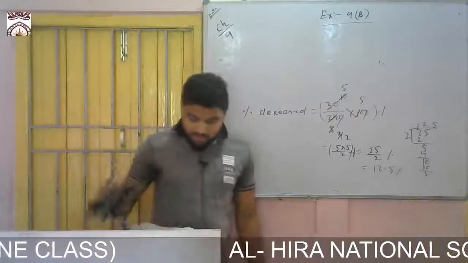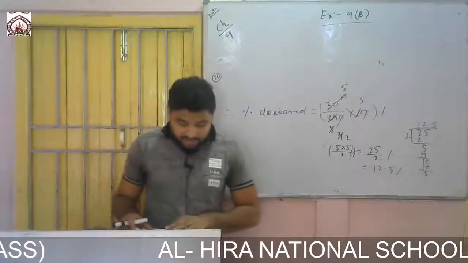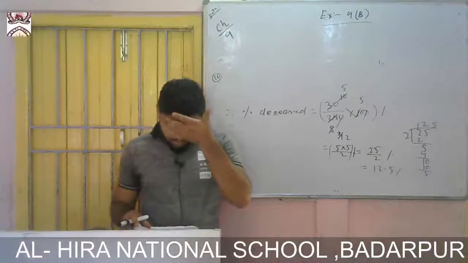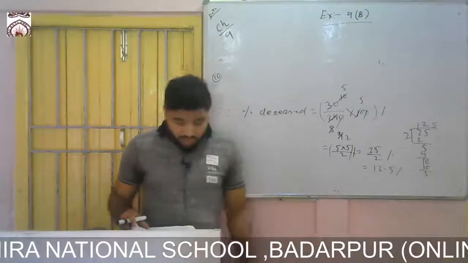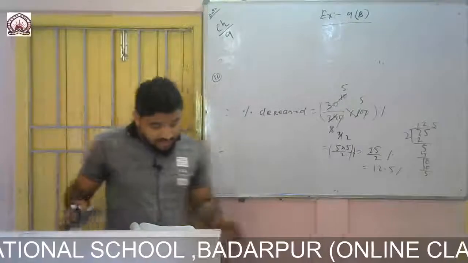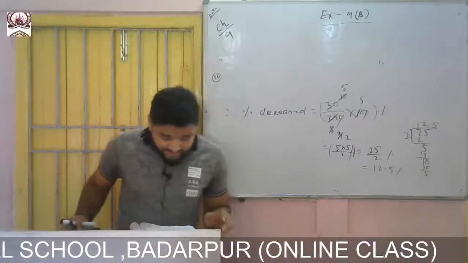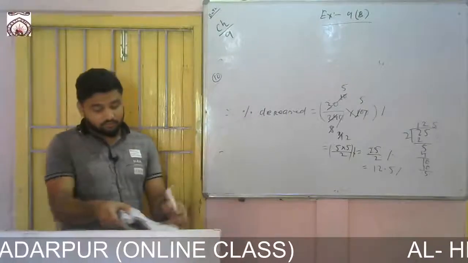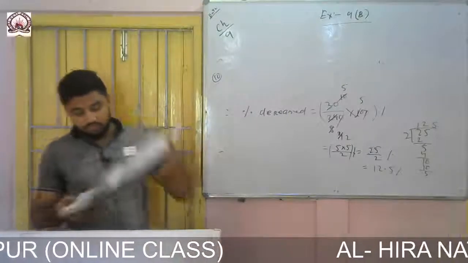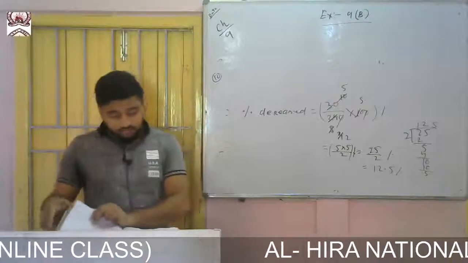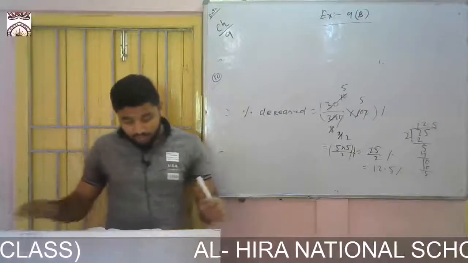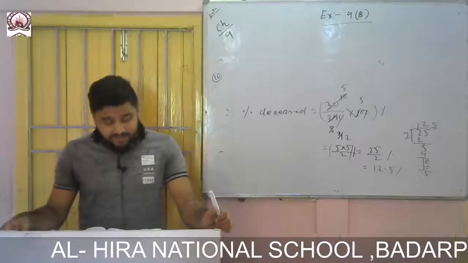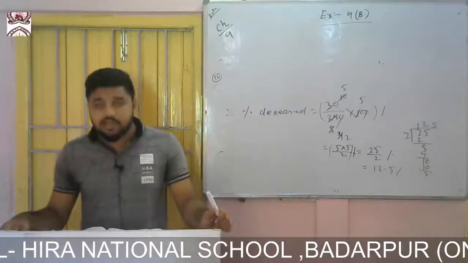Okay. Now what? Question number 12. A 4-meter elastic band is increased by 10%. Find its new length. So write. What is there? A 4-meter elastic band is increased by 10%. Find its new length. That means what?